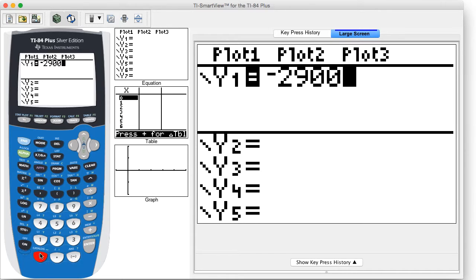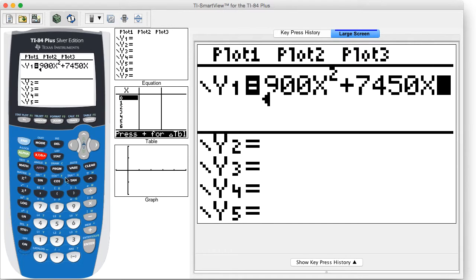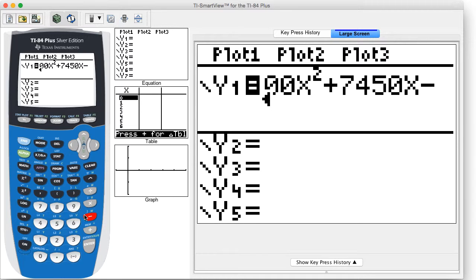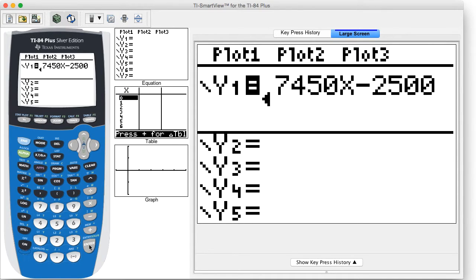Then our x variable here, to the right of the alpha button in green, and then the squared function over here. And then we're going to add 7450x, and then we're going to subtract 2500. Here I'm using the subtraction button since I'm subtracting two numbers. I don't want to use the negative button in this case. So be careful with those two buttons, and I'm just going to press enter.